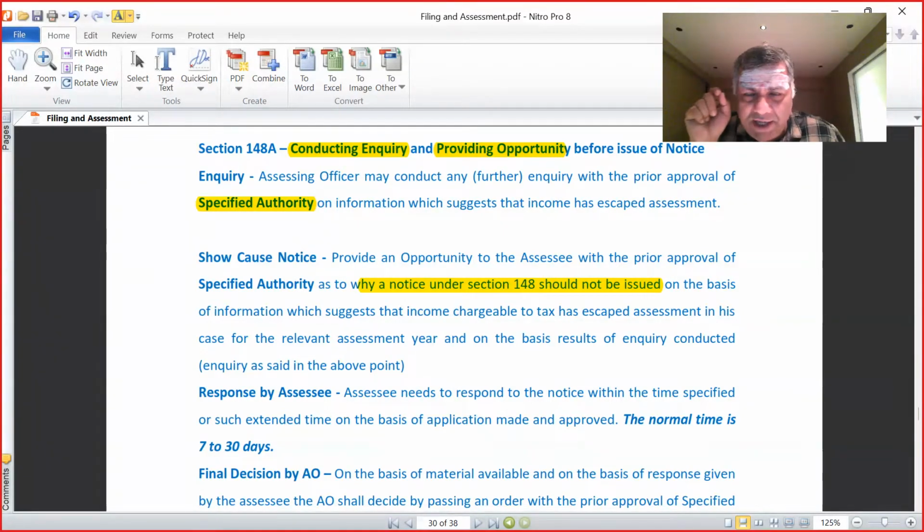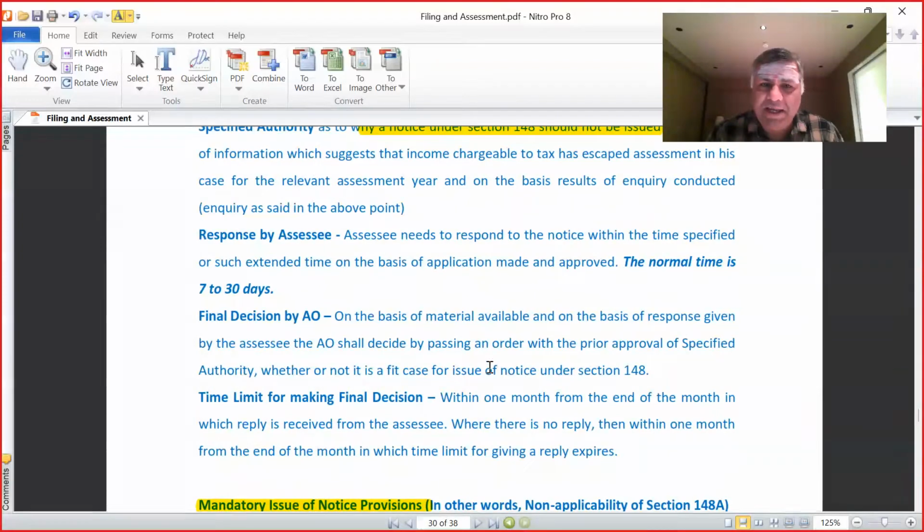Within 7 to 30 days, you are allowed to reply. On the base, there it is 15 days. Here it is depending upon the issue, they are going to give the time. After receiving your reply and on the basis of material in my hand, I can proceed. On the basis of material available and on the basis of response given by the assessee, the AO shall decide whether it is a fit case for 148. Within 1 month from the end of the month of the reply of the assessee, he should make a decision whether he is going to go ahead and reassess or not.